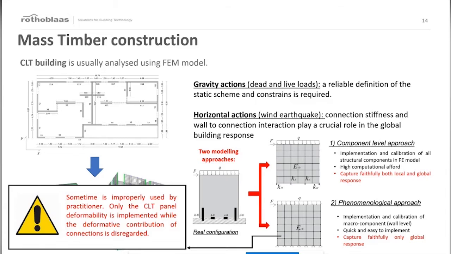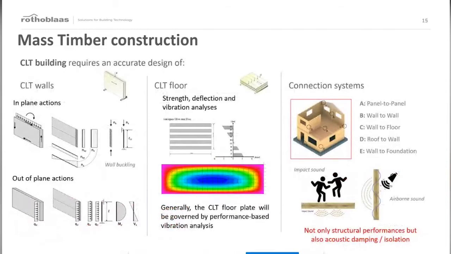It is important to highlight that sometimes this modeling approach is not correctly used, because only the deformability of the CLT panel is generally implemented, disregarding the deformative contribution of connection elements, which is the predominant contribution in the lateral deformability of a building. So be careful about this issue. The main checks we have to do on the structural elements are, of course, the in-plane and out-of-plane checks of the wall, accounting also for the buckling phenomenon.